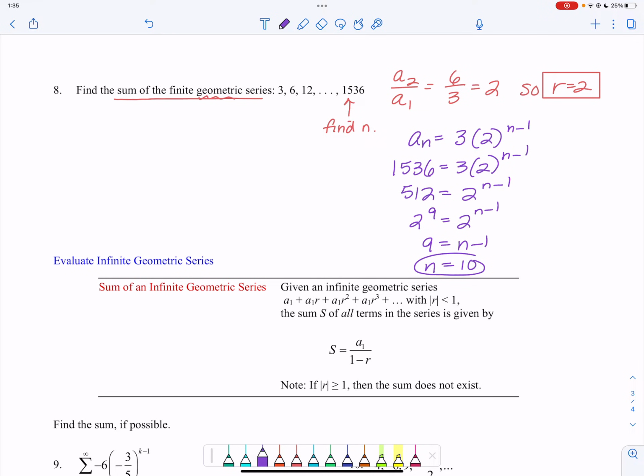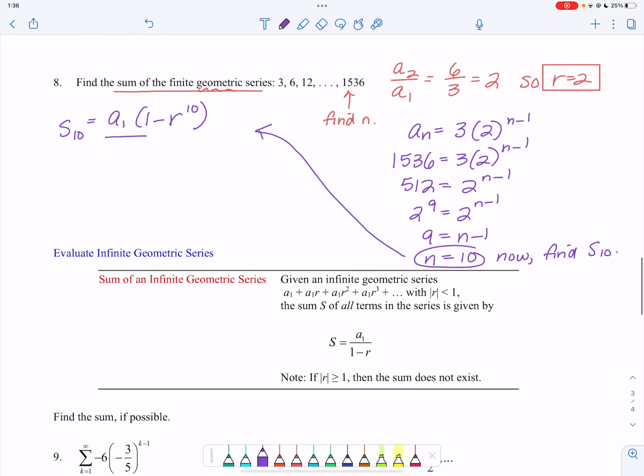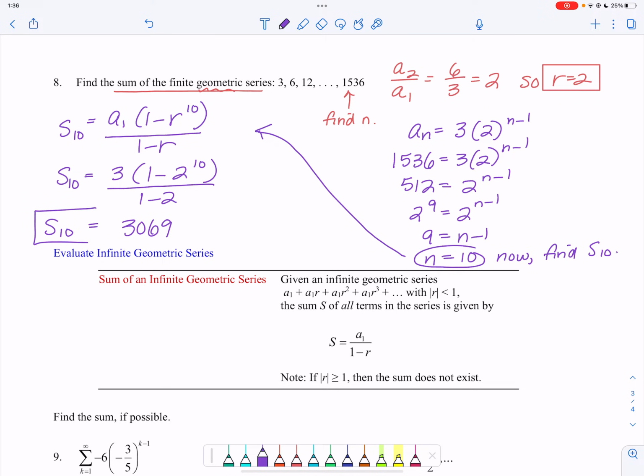So now we will find S sub 10. So S sub 10 is a sub 1, 1 minus r to the 10th power divided by 1 minus r. So S sub 10, and a sub 1 is 3, times 1 minus 2 to the 10th power divided by 1 minus 2. And if you work that out, you will get 3,069.